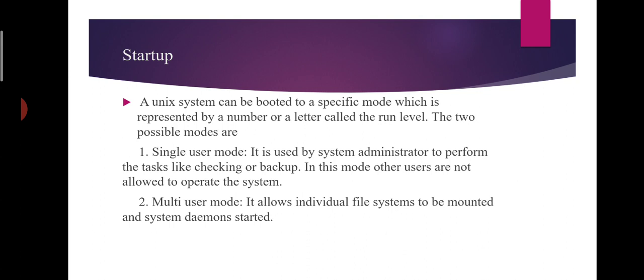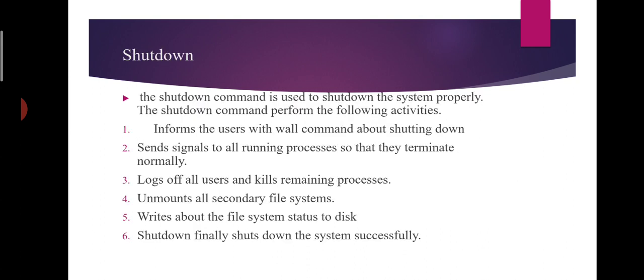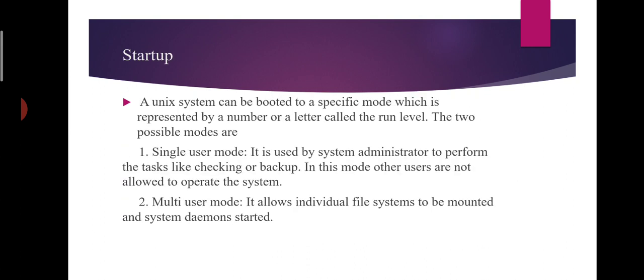Startup. A Unix system can be booted to a specific mode which is represented by a number or a letter called the run level. The two possible modes are single user mode and multi-user mode. Single user mode is used by the system administrator to perform tasks like checking or backup. In this mode, other users are not allowed to operate the system.